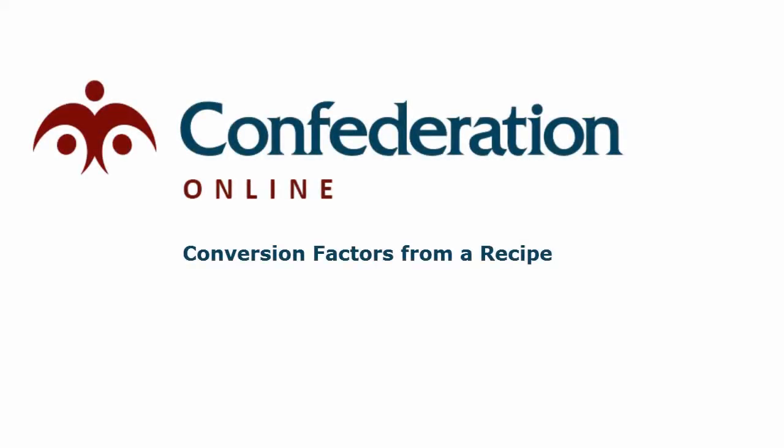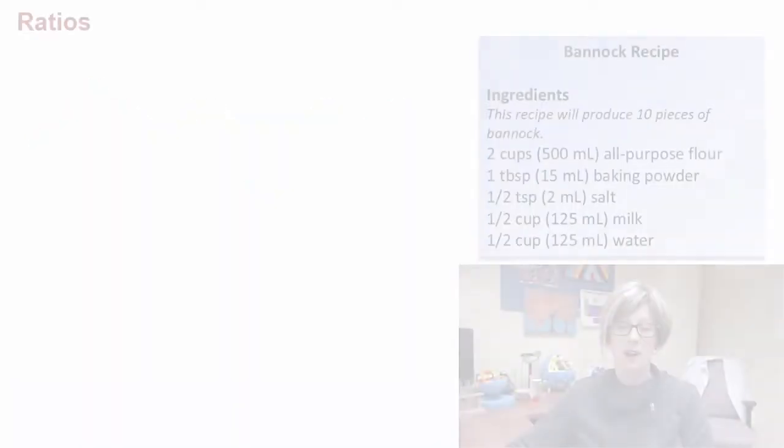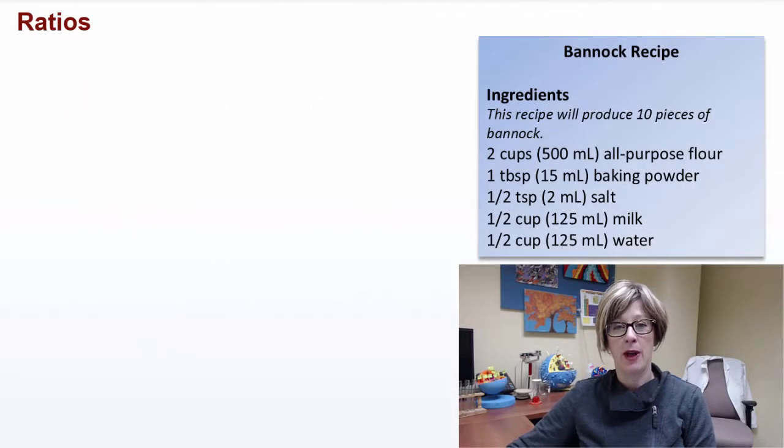In this video, I'm going to talk about a real-life example of where you might use a conversion factor. So I've got on the screen a Bannock recipe here. You can see it will produce 10 pieces of Bannock. It needs 2 cups of flour, 1 tablespoon of baking powder, half a teaspoon of salt, half a cup of milk, and half a cup of water.